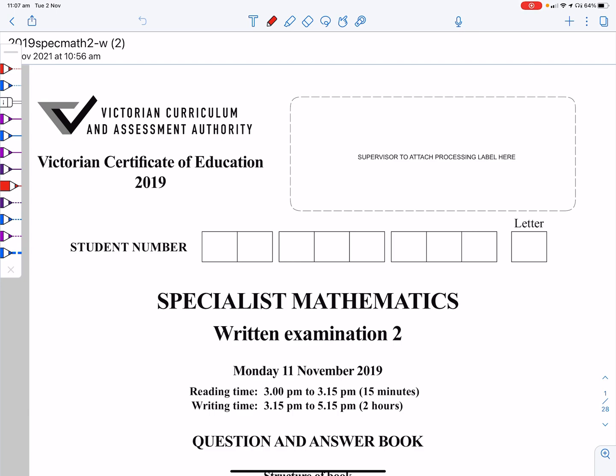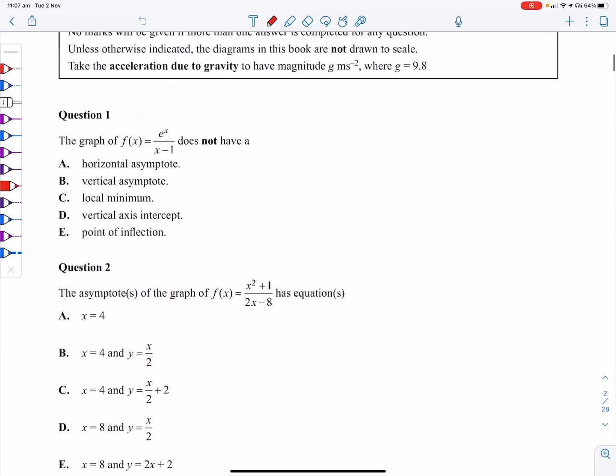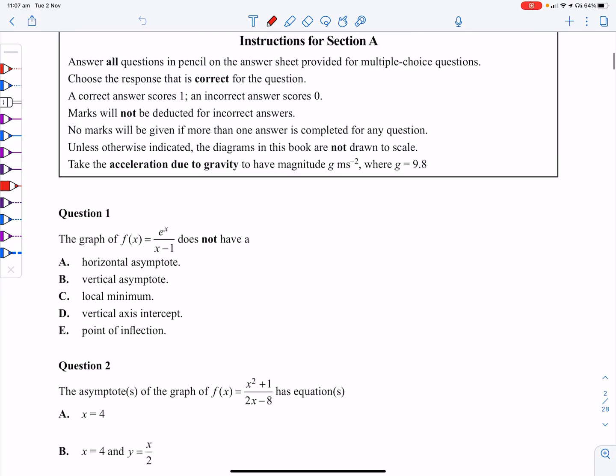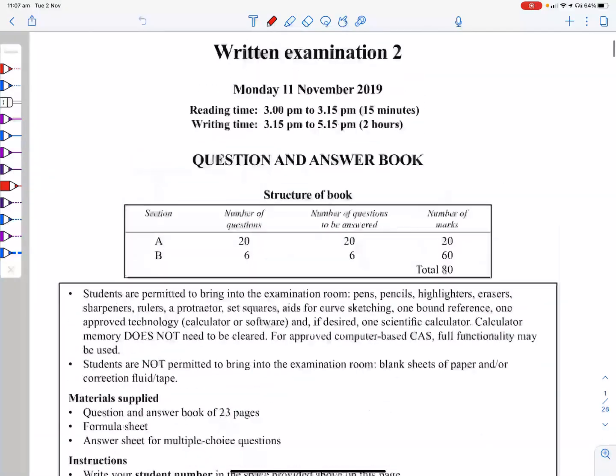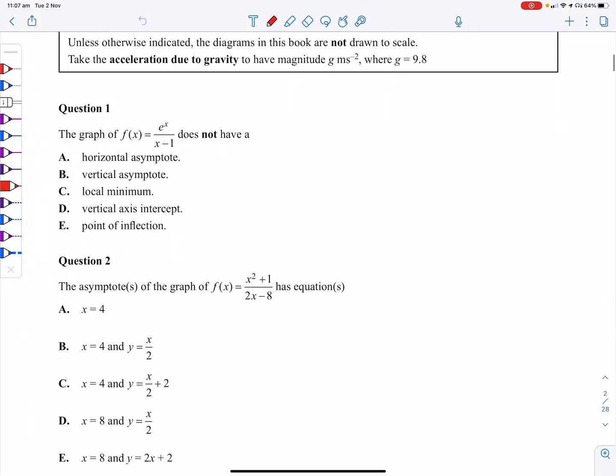Quite a few kids have asked me to run through this exam. Obviously, I must have missed it. Maybe I had a bad year and I couldn't be bothered doing it. Don't know. Okay, so a Specialist Maths exam 2, multiple choice. You should aim for about 30 minutes to get this done.